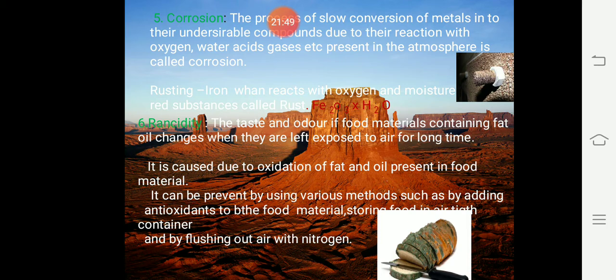Next, they will directly ask about neutralization and the very important endothermic and exothermic reactions. In that also they may ask some questions. Types of chemical reactions are very important, so you all concentrate on types of chemical reactions.